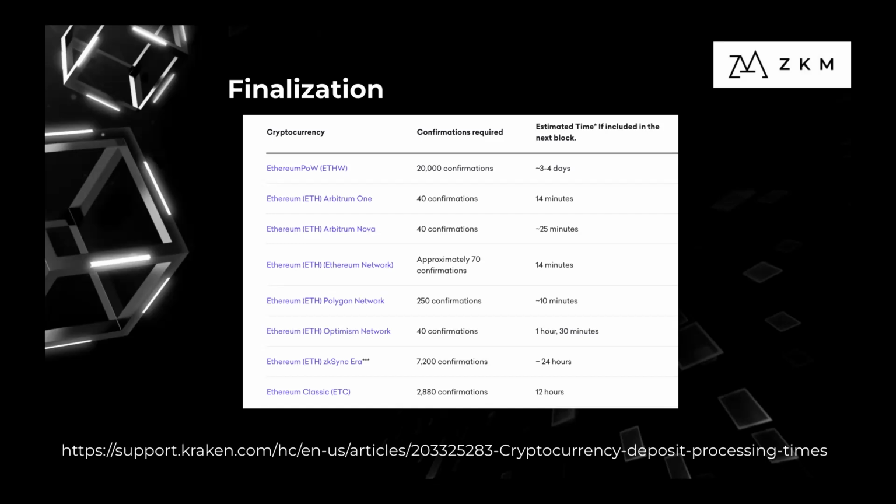Kraken requires around 70 confirmations over here. So the settlement time on average will take around 14 minutes. And it varies a lot. Some will take much longer, like Ethereum's proof of work. This one requires 20,000 confirmations, and that can take multiple days to settle.